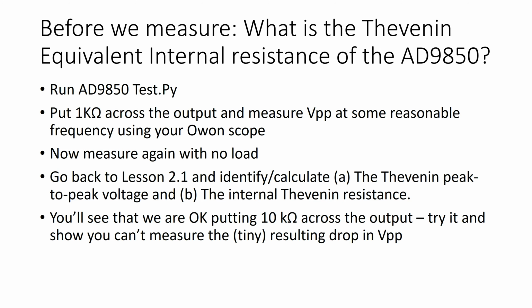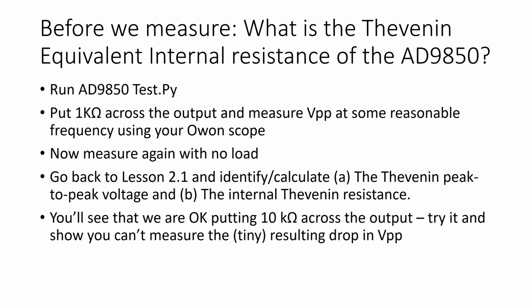What this means is you cannot put a very low resistor as a load across the output of the AD9850. How big should the resistor be? Well, you know what you need to do. Determine the internal Thevenin resistance of the 9850. To do this, I suggest measuring the voltage output with your O1 scope. So measure the peak-to-peak voltage, make sure that you have the scope AC coupled so that this measurement is accurate. And then put a 1 kilo ohm load across the output, between the output and ground, and look at the little drop in V peak-to-peak that occurs.